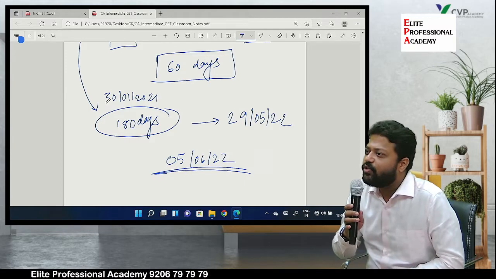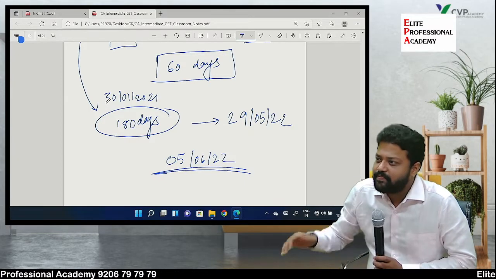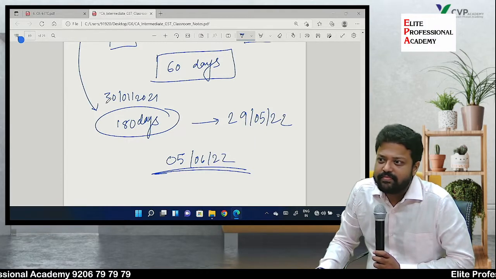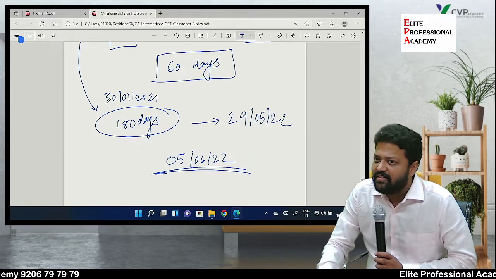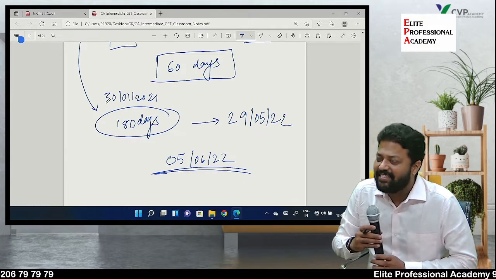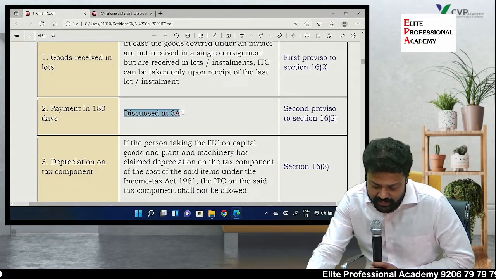Don't be afraid to give wrong answers. Just give it a try. फिर से ऐसे ITC claim करो. What is the big issue in that? Why is everyone so confused? Chalo, let's see what is the provision discussed in 3A.